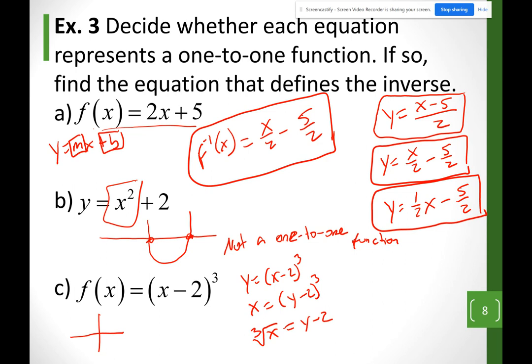Now, notice how I did the cube root because my power was 3. So y is going to be equal to the cube root of x plus 2. Notice how it was y minus 2, so I moved the 2 over. But notice how I put it outside of the radical. So I'm just going to rewrite this as f inverse of x is equal to the cube root of x plus 2.